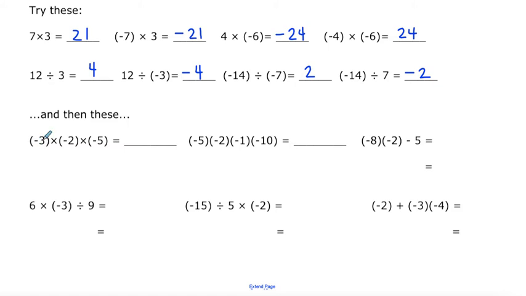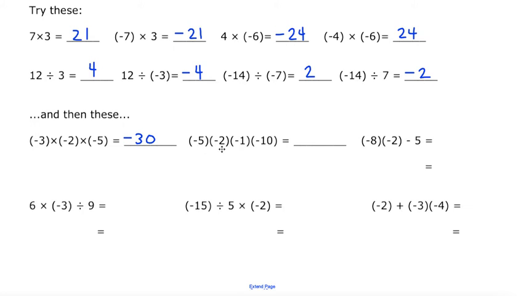So if I have 1, 2, 3 negative signs, remember these first two turn into a positive, and then a positive times a negative is a negative. So another strategy to think about is if you have an even number of negative signs, your answer will be positive. If you have an odd number of negative signs, your answer will be negative. So negative 3 times negative 2 is positive 6, and 6 times negative 5 is negative 30.